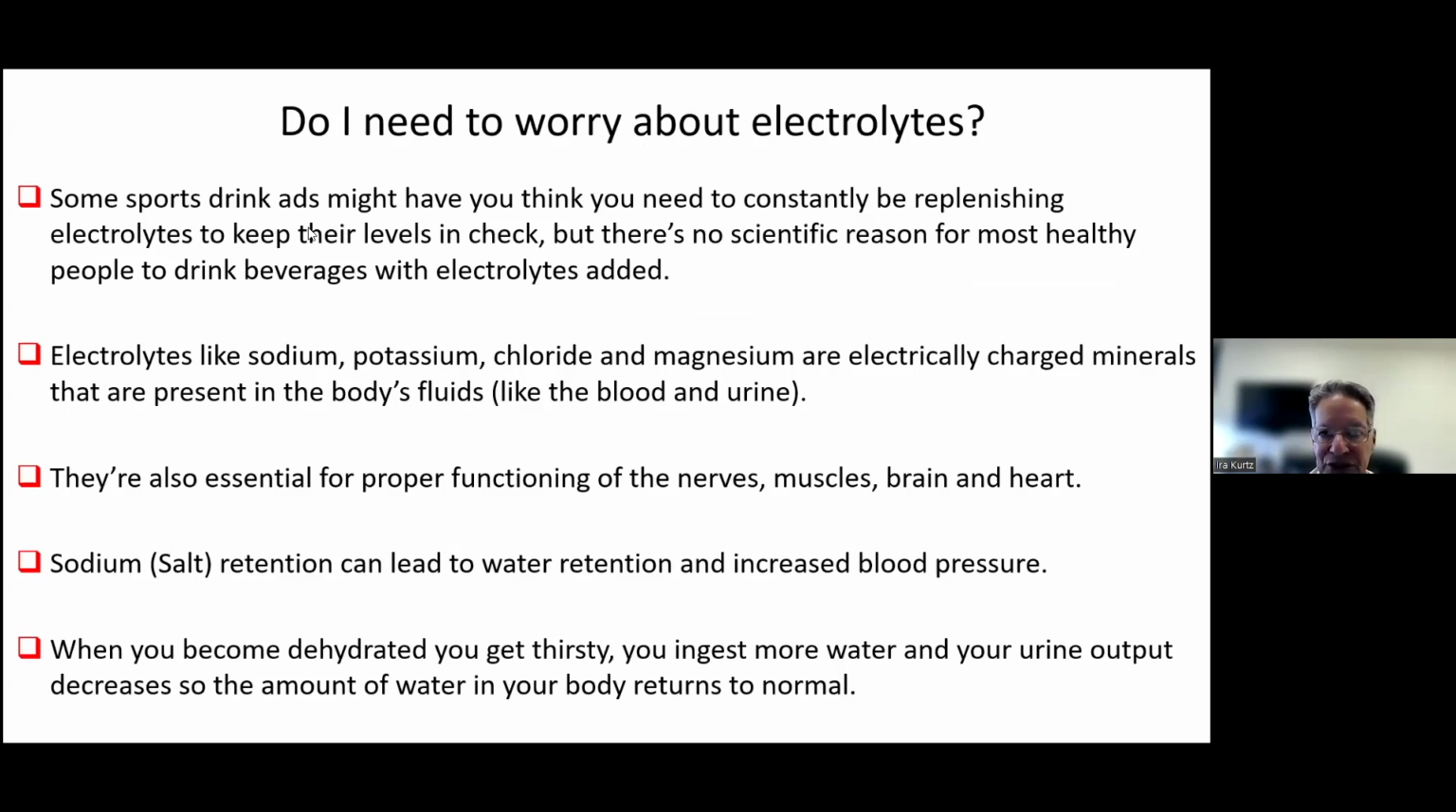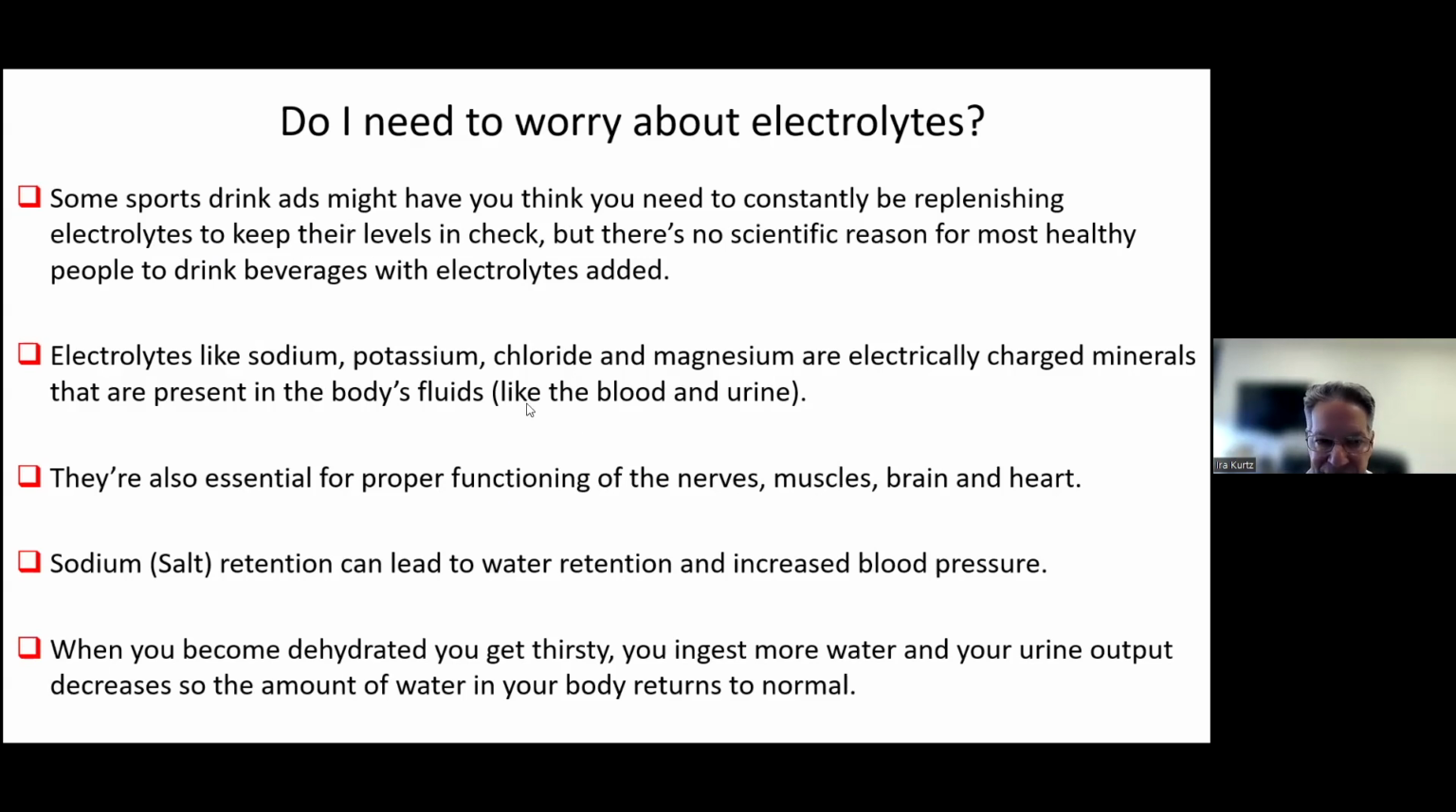What about electrolytes? You'll hear a lot about that. Some sport drink ads might have you think you constantly have to be replenishing your electrolytes to keep them in check, but there's absolutely no scientific reason for healthy people to drink beverages with electrolytes added. What are electrolytes? These are what we call ions: sodium, potassium, chloride, magnesium. These are all electrically charged minerals that are present in all our body fluids and urine. That's what electrolytes are. And they're essential for the proper functioning of all our cells, nerves, muscles, brain.